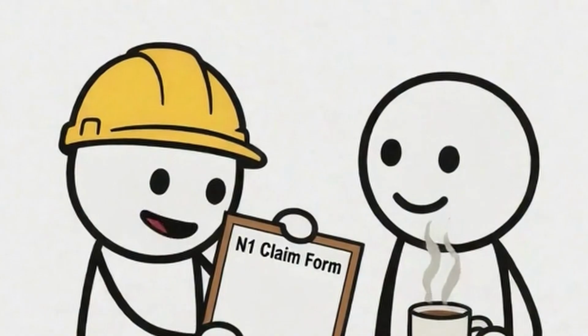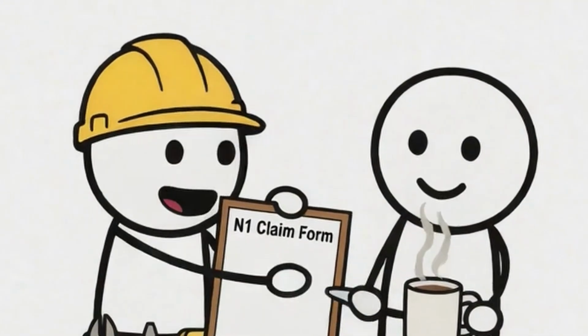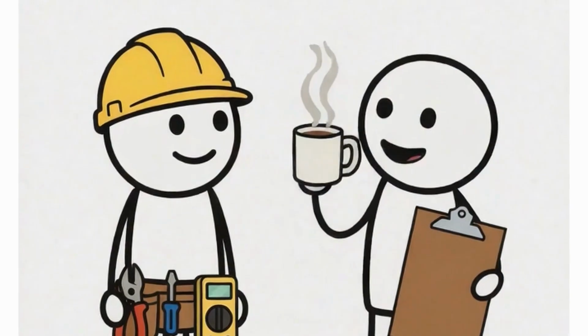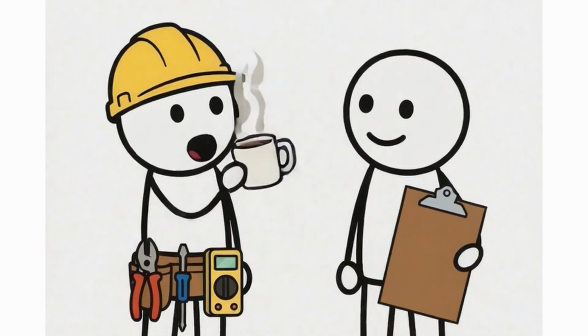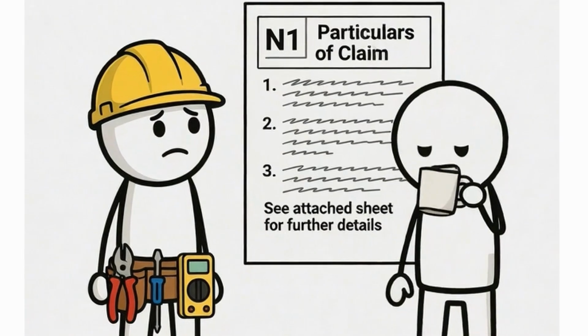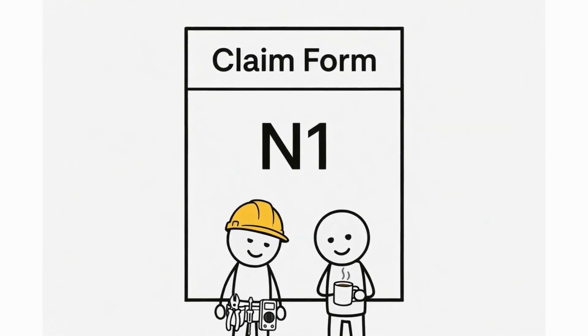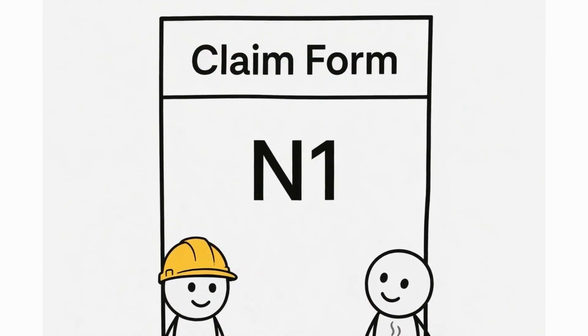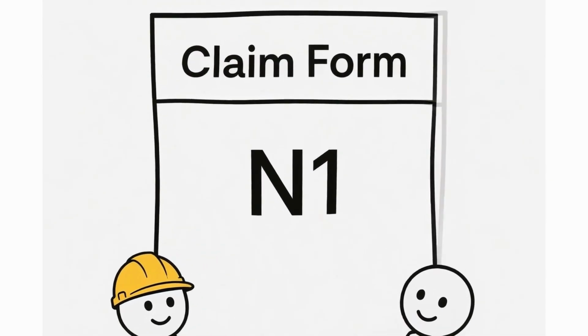In practice, N1 forms often use factual, concise language, so the dispute can be understood from the form and any attached particulars. Extra pages are frequently used when more space is needed for the particulars. And that's a general overview of what the various boxes and sections on an N1 claim form are usually for in civil claims in England and Wales.